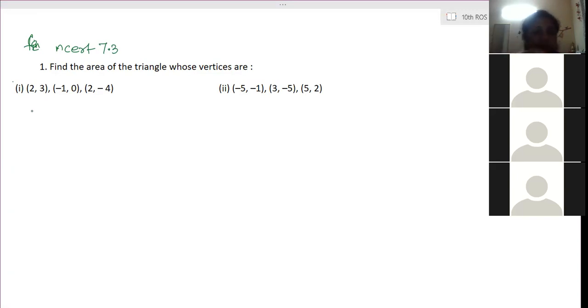Ma'am, is it 2 by 21 point something? Wait, yeah, 2 by 20 or something like that. Ma'am, I got 21 by 2. Okay, yeah, ma'am, 21 by 2. Even I got 21 by 2, everyone got. Yes, ma'am. That's the right answer then. Yes, 21 by 2 is the first answer. Second one.